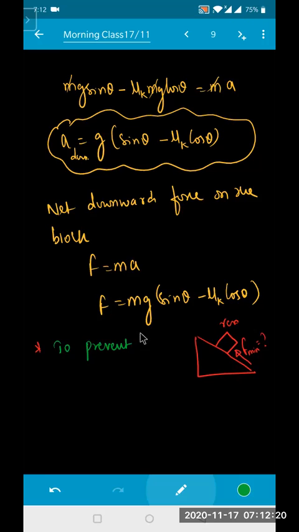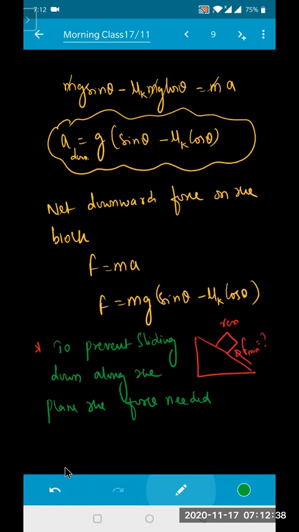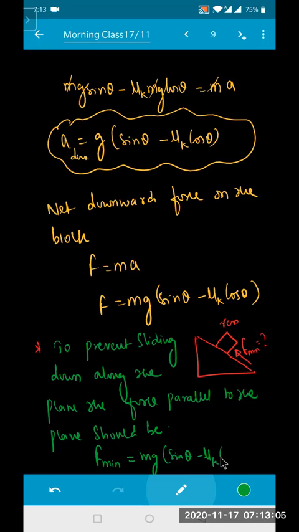To prevent sliding down along the plane, the force needed, or the force parallel to the plane, should be how much? F minimum must be equal to mg into sin theta minus mu k into cos theta. This should be the minimum force we should be applying parallel to the incline.